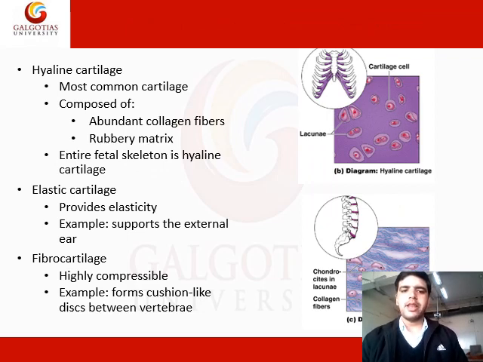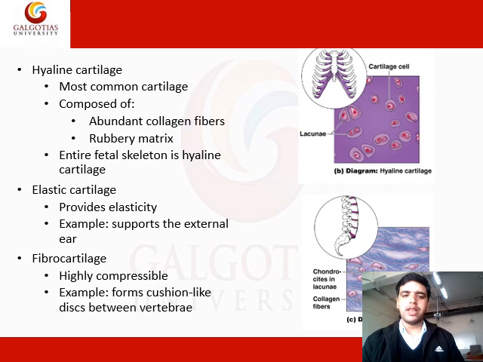Next is cartilage. Basically, it is also a part of the skeletal system. It can be divided into three types. It might be hyaline cartilage, the most common type of cartilage, which is composed of an abundant amount of collagen fibers to increase the rigidity or strength of the cartilage, and apart from that it contains a rubbery matrix. The entire fetal skeleton is composed of hyaline cartilage.